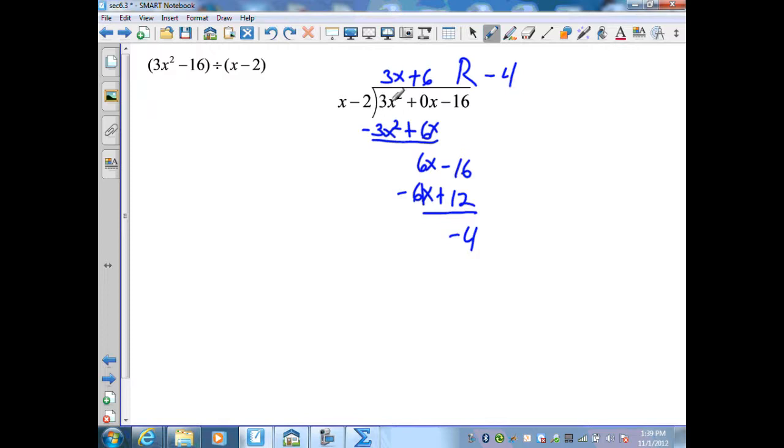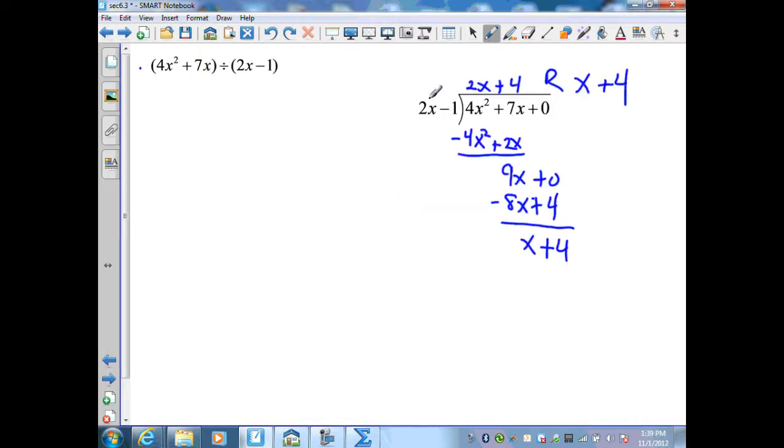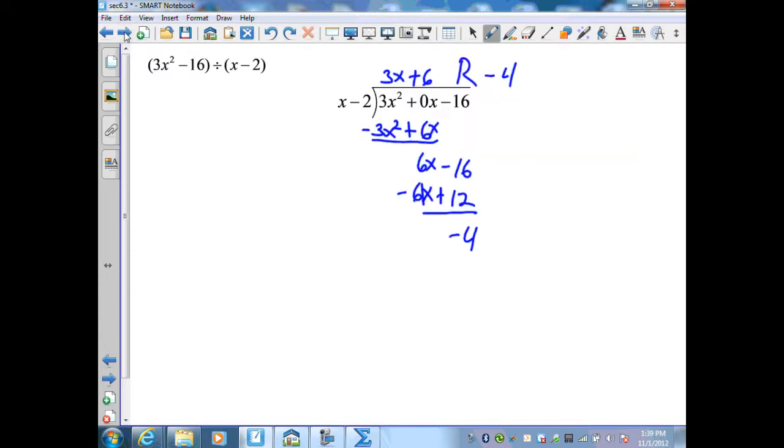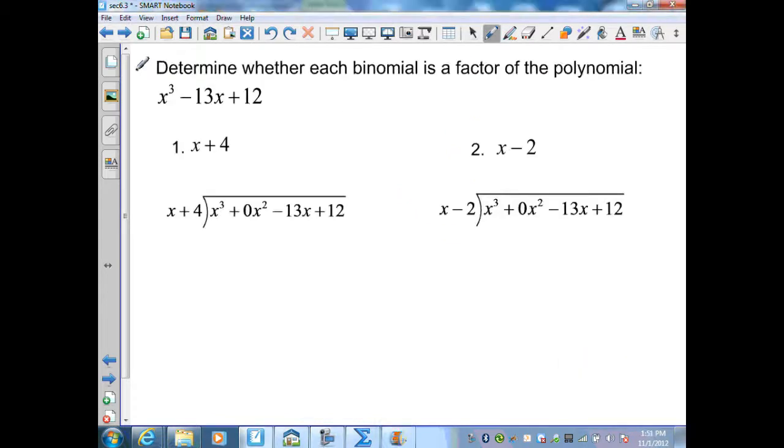Therefore, on each of these last two examples, x minus 2 and the quotient are not factors of the original polynomial because I have a remainder in each. Remember, for it to be a factor, I must have a remainder of 0. In this example, they want us to determine whether each binomial is a factor of the given polynomial. In other words, I want to use x plus 4 as a divisor, use this as a dividend, and when I divide into it, if I get a remainder of 0, then this is a factor. If it's not a remainder of 0, then it's not a factor.